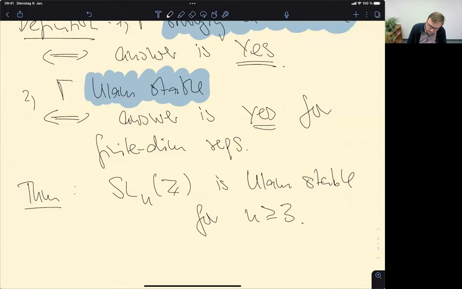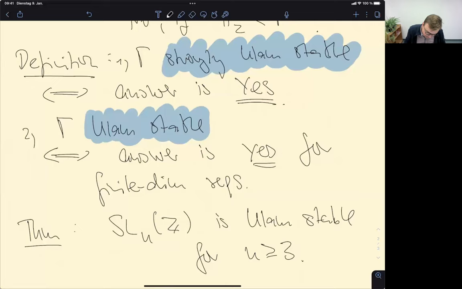And as was noted by Michael already, these groups are not strongly Ulam stable because they obviously contain a free subgroup, right? So there's something happening in infinite dimensions that you cannot approximate in finite dimensions somehow. At least in finite dimensions, this stability phenomenon is completely different. All right, so this is one theorem, and I would say the most interesting one in that paper.